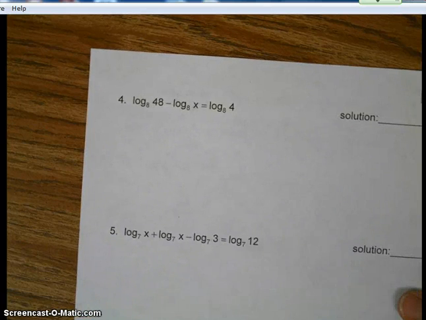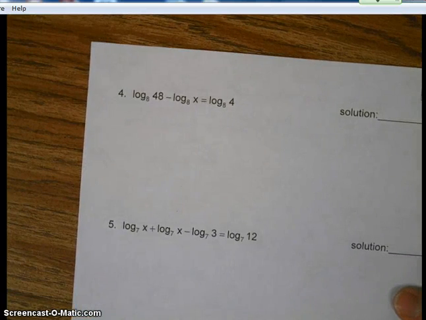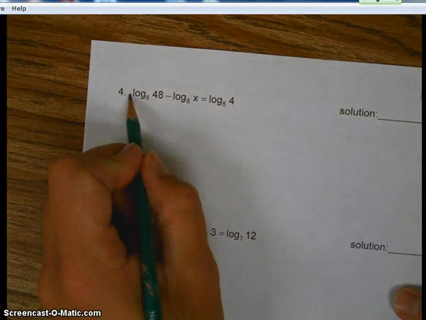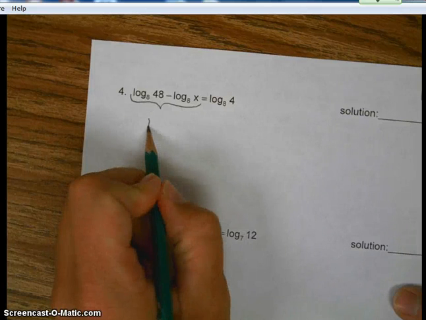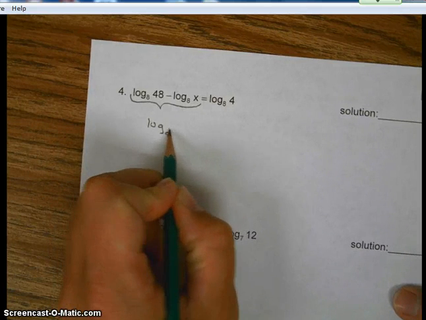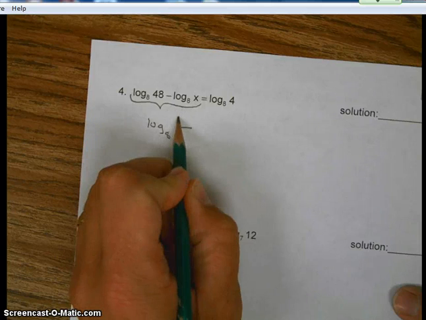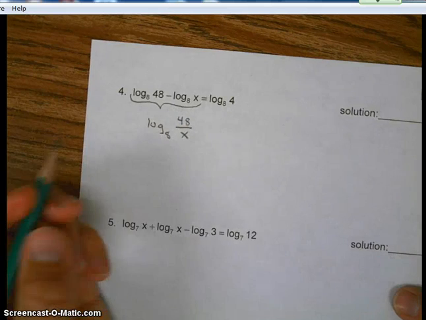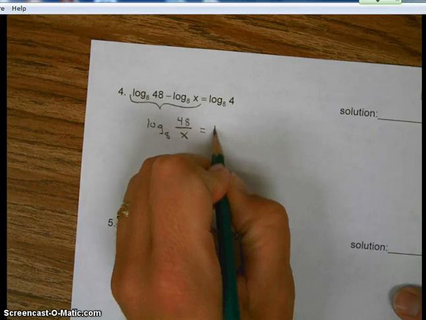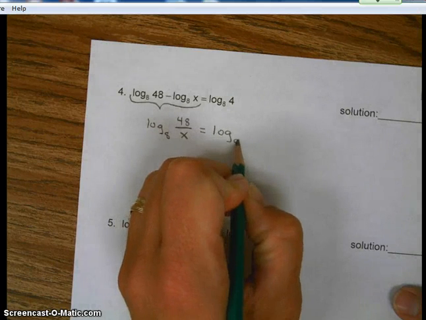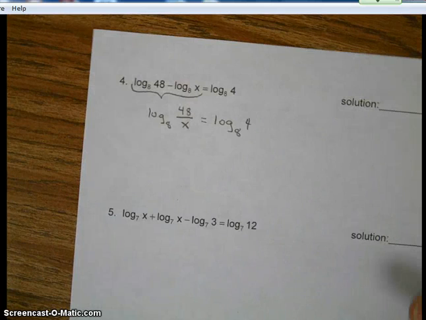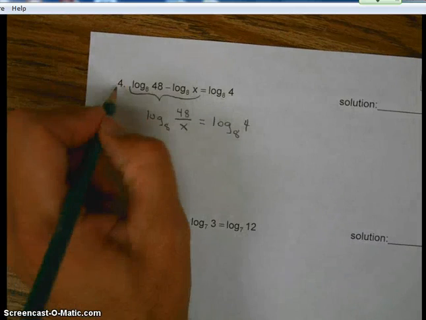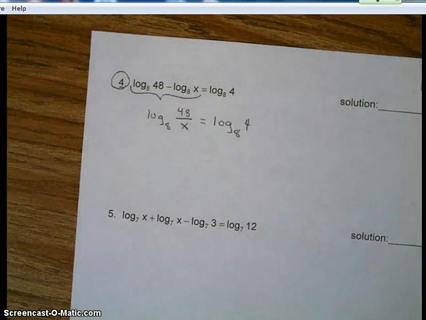Okay, on to number 4. Consolidate. We're subtracting, so that means we're going to divide. Should have had you guys do this one. This one's easy. Alrighty. Why don't you finish this one? That's a good idea. Finish that one up. See if you can get the answer right.